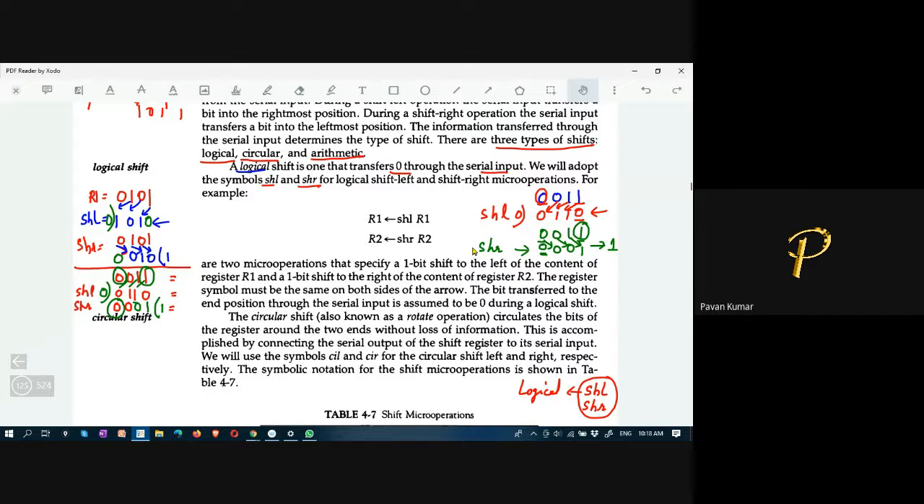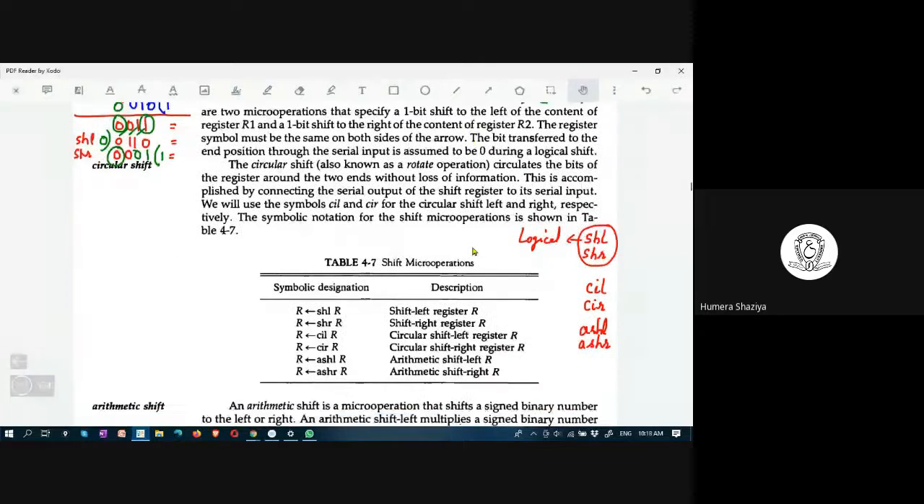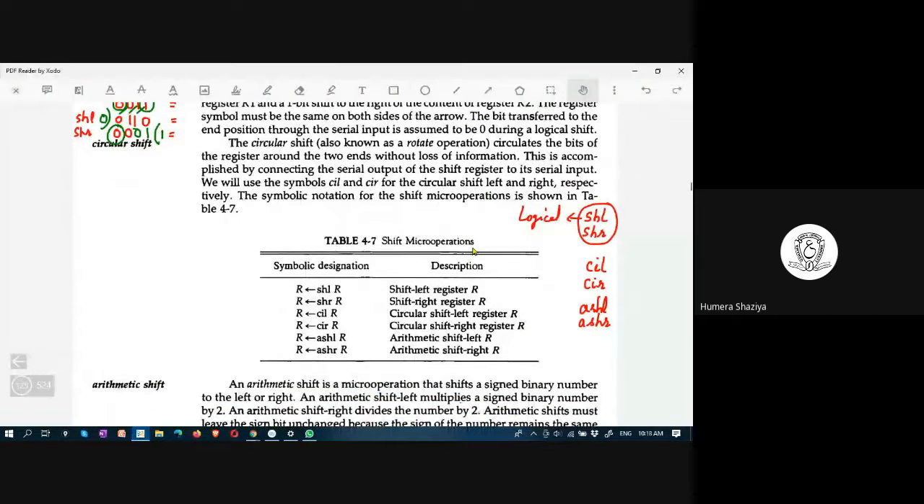Yes, ma'am. Clear. Okay, let us move ahead now. Next type of shift is circular shift.